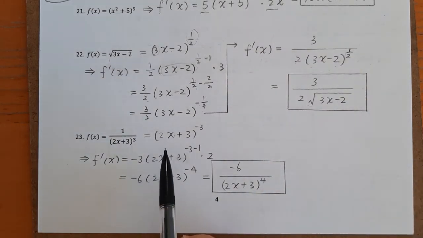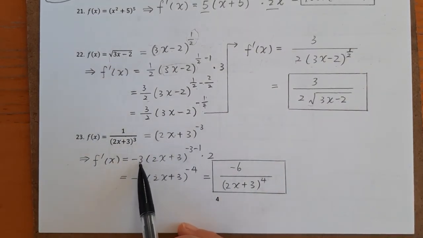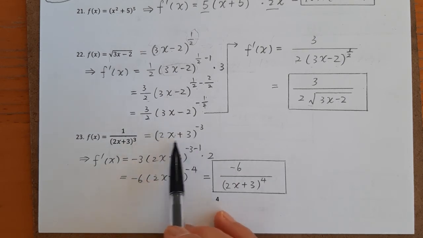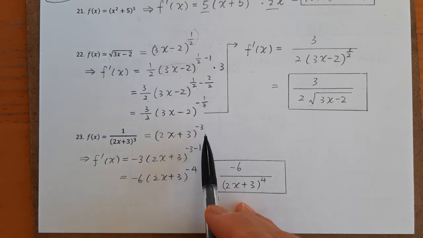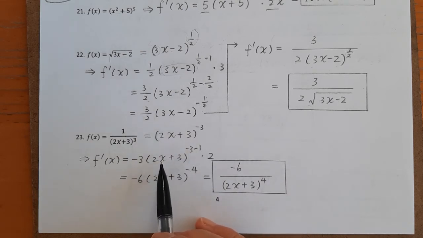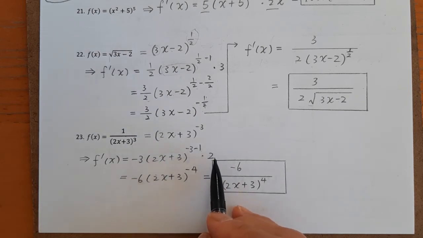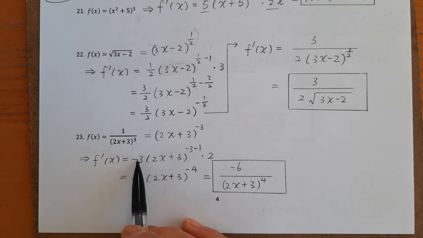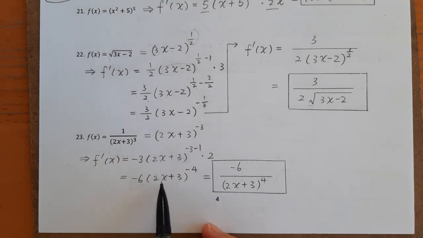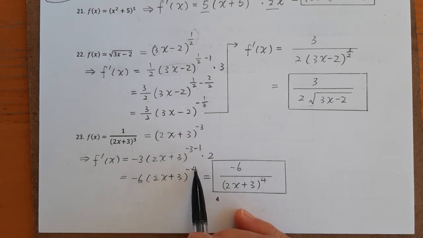Use the power rule. So f prime of x: this negative 3 goes to the front, times the base 2x plus 3 to the power negative 3 minus 1, and use the chain rule. This 2x plus 3, take the derivative, is 2, so times by 2. Multiply together: negative 3 times 2 is negative 6. The base is 2x plus 3 to the power negative 3 minus 1, which is negative 4.